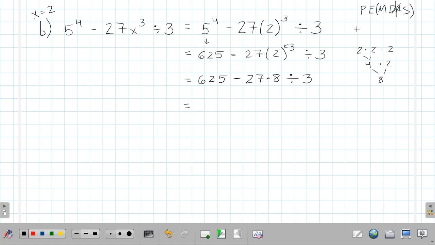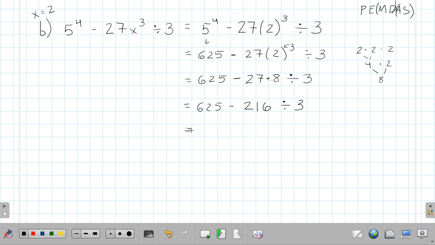So to continue on with order of operations, any parentheses? No. Any exponents? No. Any multiplication or division? Well, yes, we have multiplication and division. So now we work from left to right. So we're not doing anything with the 625, but we are going to do 27 times 8. So we have 625 minus 27 times 8. And once again, if you need to, double check this on your calculator or go off to the side and actually multiply this out. But 27 times 8 is 216. And we still have the division by 3.